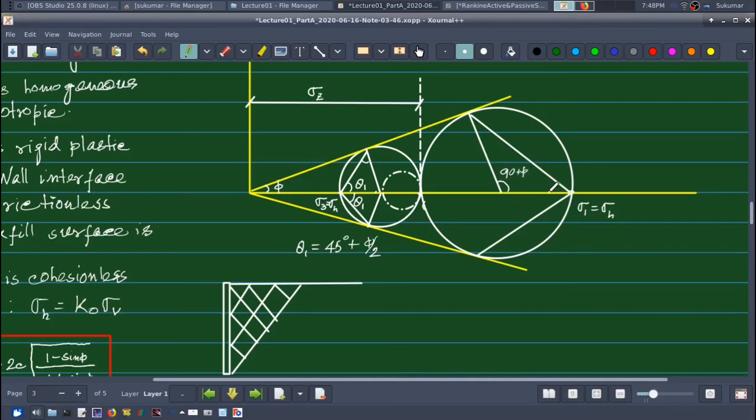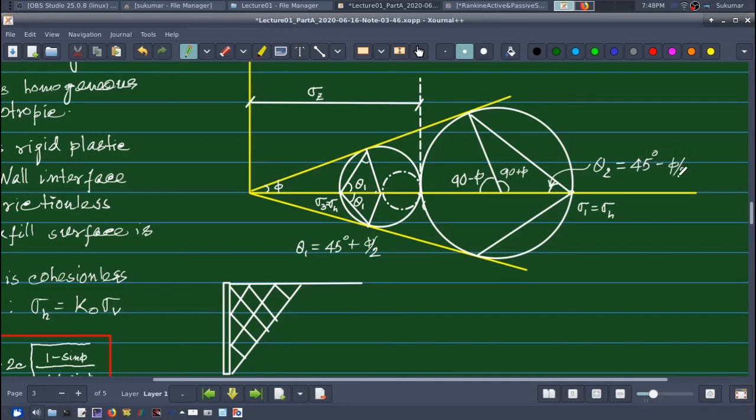And therefore what is this angle from a horizontal plane? This is my 90 minus phi, external angle. So this plus this, which are equal, will be equal to 90 minus phi. So this will be half of 90 minus phi. Theta 2 will be half of 90 minus phi, so it will be 45 minus phi by 2.